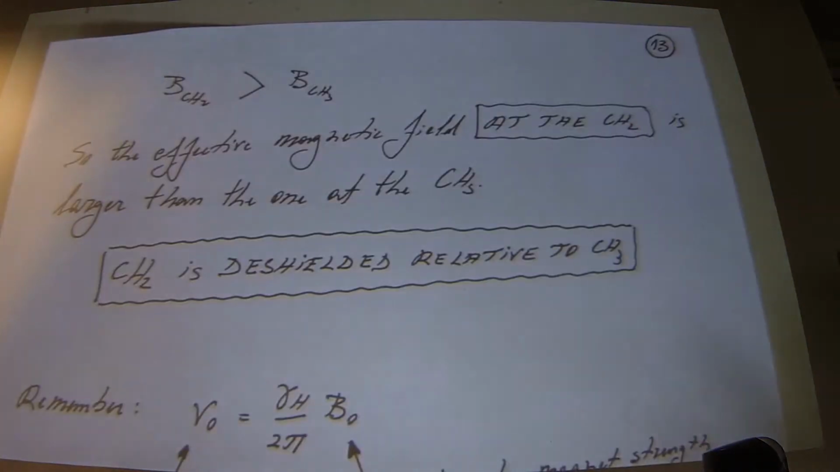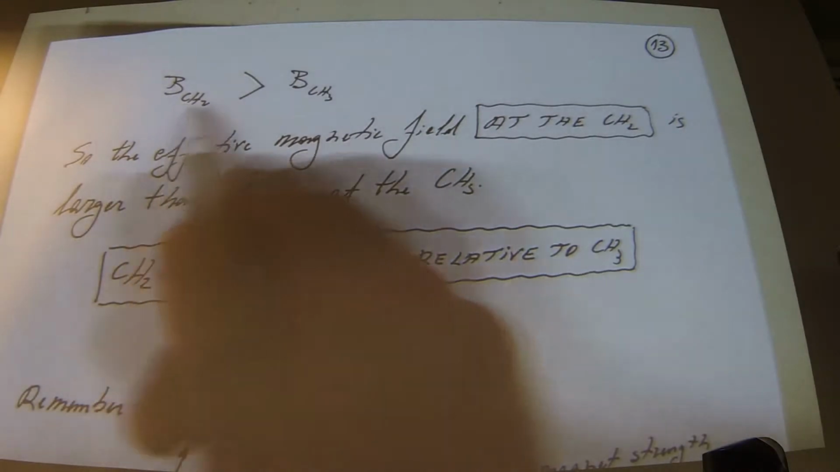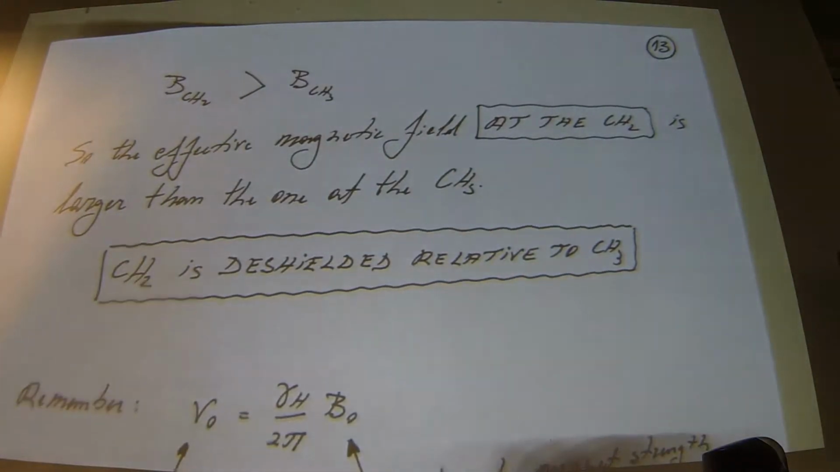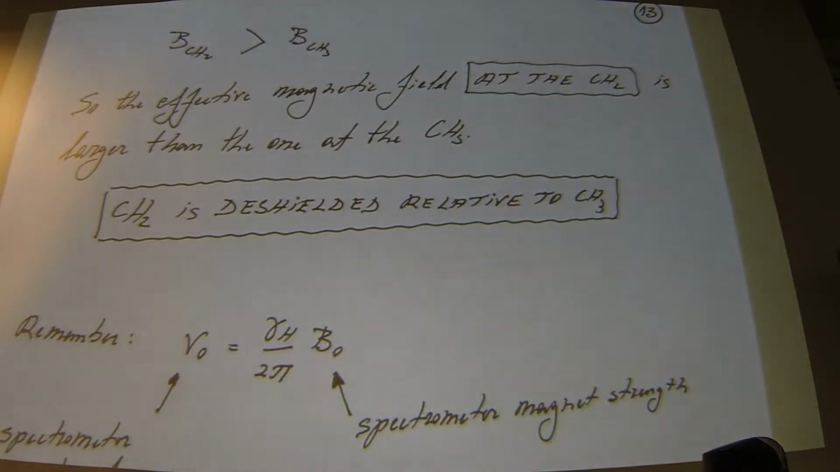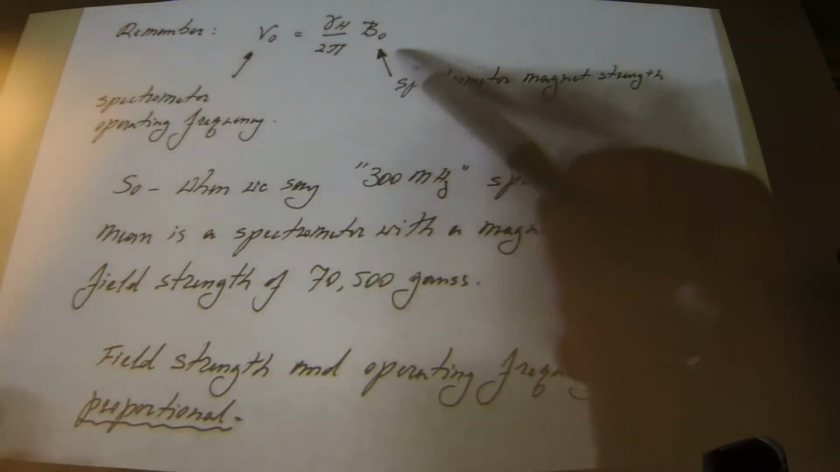Now the reason for that is why. The applied magnetic field, the electromagnet, applies the same field to everybody. It can't discriminate. But at that proton, the field here is greater than the field there. So the effective magnetic field at CH2 is larger. What we say is that the CH2 is de-shielded relative to the CH3. All that means is that it experiences a higher effective magnetic field. I mentioned that last time, so I don't need to go over that again.